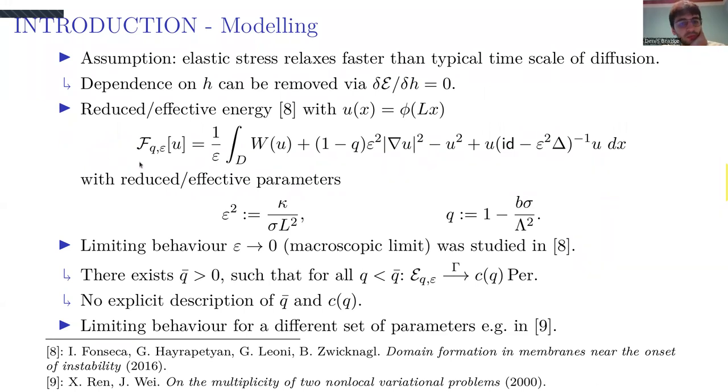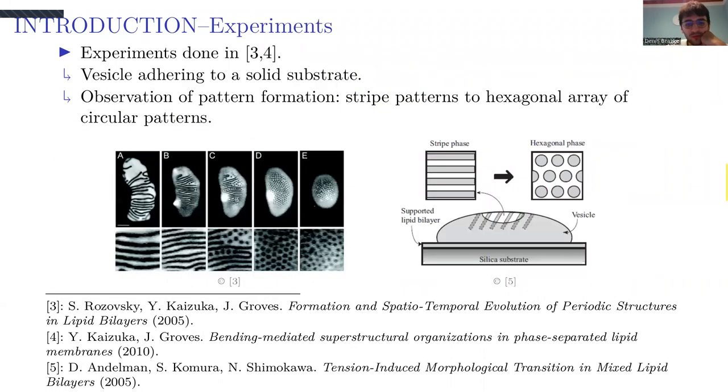Okay, so here we have now an energy, and basically people did analysis on this energy, and for us most relevant is the paper by Fonseca, Hayrapetyan, Leoni, and Zwicknagl, where they showed gamma convergence of this functional right here. So what they showed is the following. In the limiting behavior epsilon to zero, and this is the relevant one, there exists a Q bar bigger than zero, such that if Q is smaller than this Q bar, we are gamma convergent to the perimeter with a constant in front of it. And this is good and bad news at the same time. The good news is we have a gamma limit. And the bad news is the gamma limit does not explain pattern formation. Just as a reminder, what we want to see is these stripe patterns or these hexagonal arrays of balls.